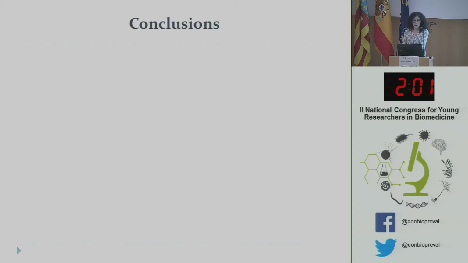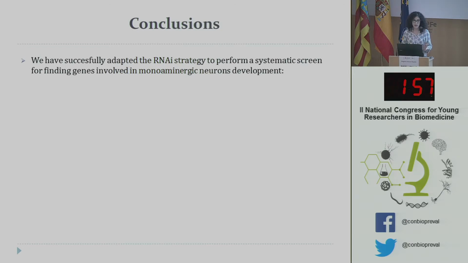And as conclusions with this screen, we have adapted the RNAi strategy to get information about transcription factors involved in the development of monoaminergic neurons. We get information about genes that are involved in their cell lineage, in the migration of these neurons, but also the ones that we are most interested in, the terminal selectors.